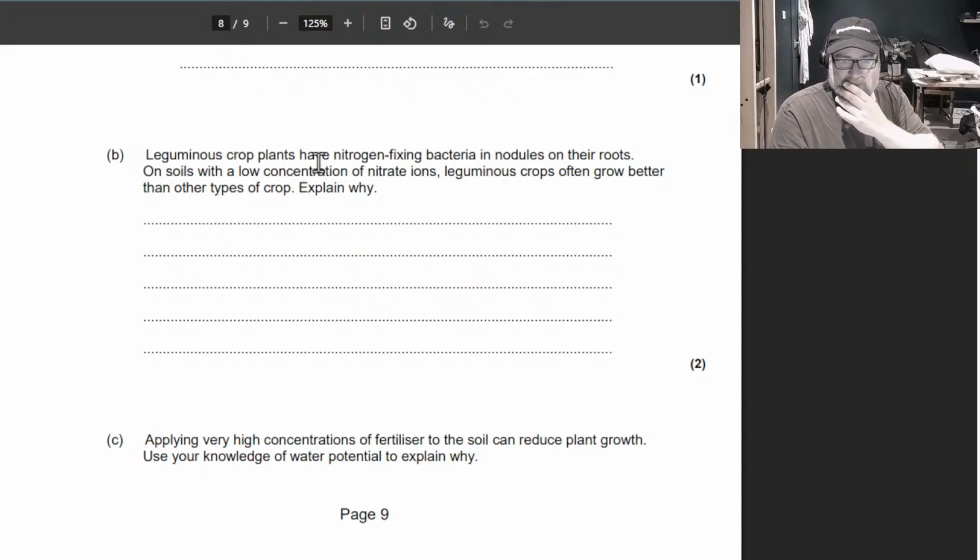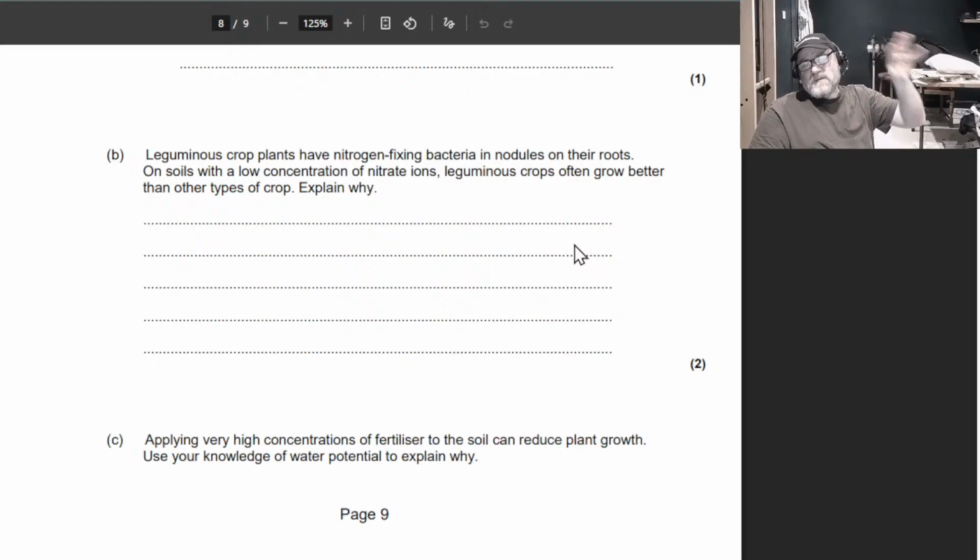So leguminous crop plants have nitrogen fixing bacteria in the nodules on their roots. On soils with a low concentration of nitrate ions, leguminous crops often grow better than others. Why? Well, this is because they have the ability to fix nitrogen into their roots via the nitrogen fixing bacteria that live in that mutualistic relationship. So we want to say the nitrogen fixing bacteria turn nitrogen into ammonia, and then it is turned into nitrites and nitrates by nitrification and can be absorbed.